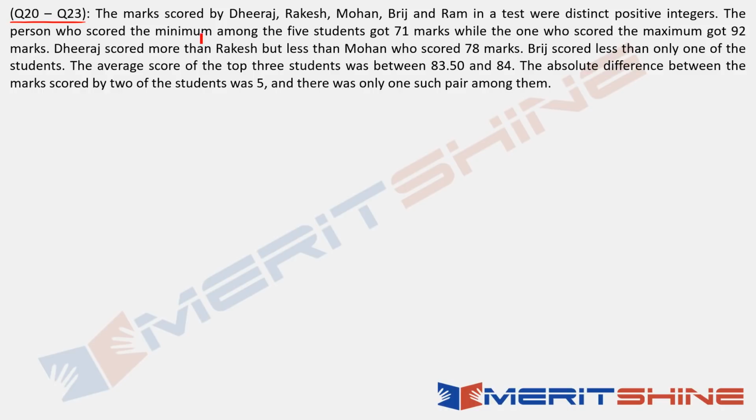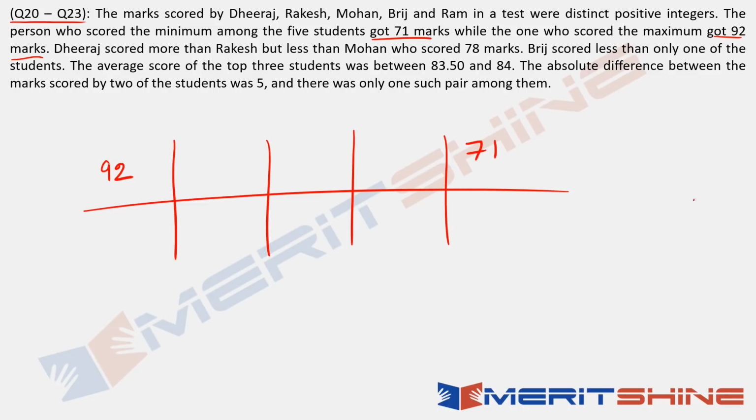The marks scored by Dheeraj, Rakesh, Mohan, Brij, Ram, 5 people in a test were distinct positive integers. The person who scored the minimum among the 5 students got 71 marks, while the one who scored the maximum got 92 marks. So I'll just put 92 here, and 2, 3, 4, and this would be 71. Dheeraj scored more than Rakesh but less than Mohan, who scored 78 marks. Okay, so it will be in this order.